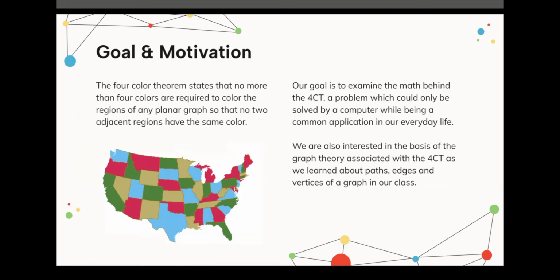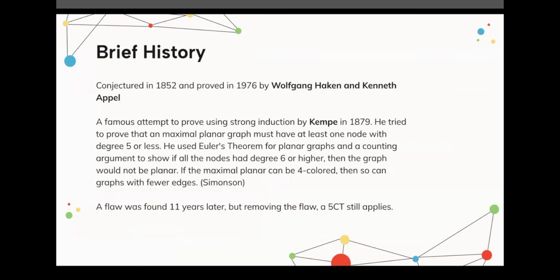We're also interested in the basis of the graph theory associated with the four-color theorem as we learn about path, edges, and vertices of a graph in our class. It was first conjectured in 1852 and proved in 1976 by Wolfgang Haken and Kenneth Appel.